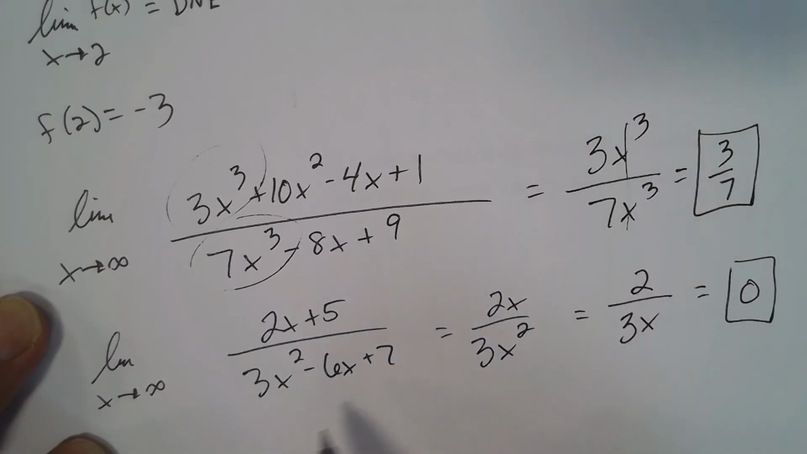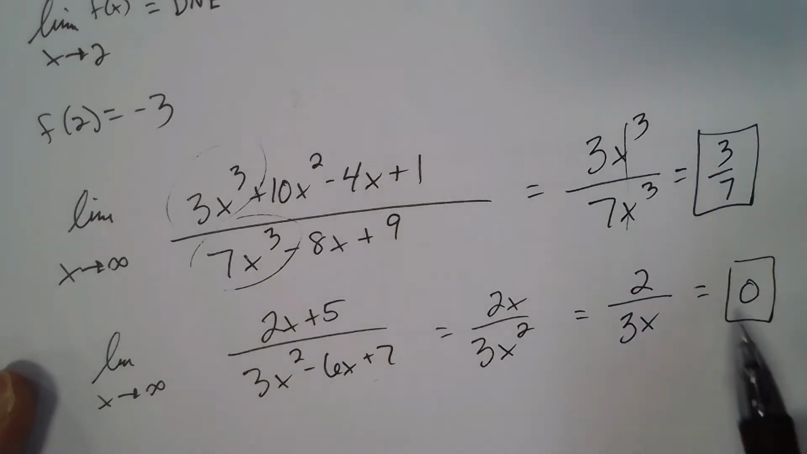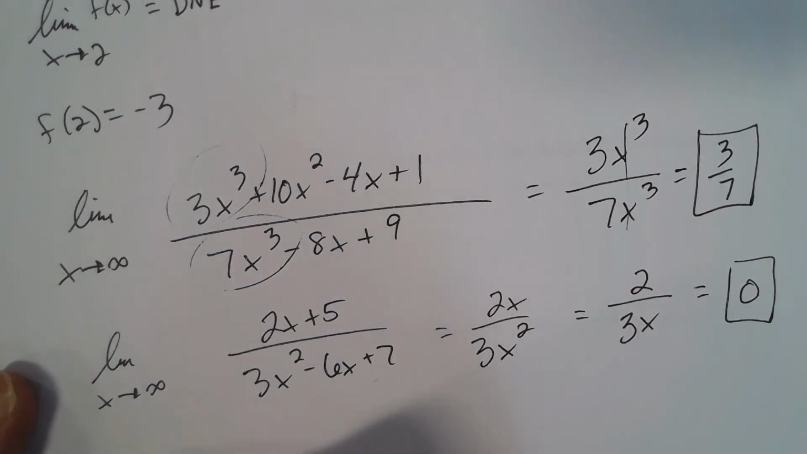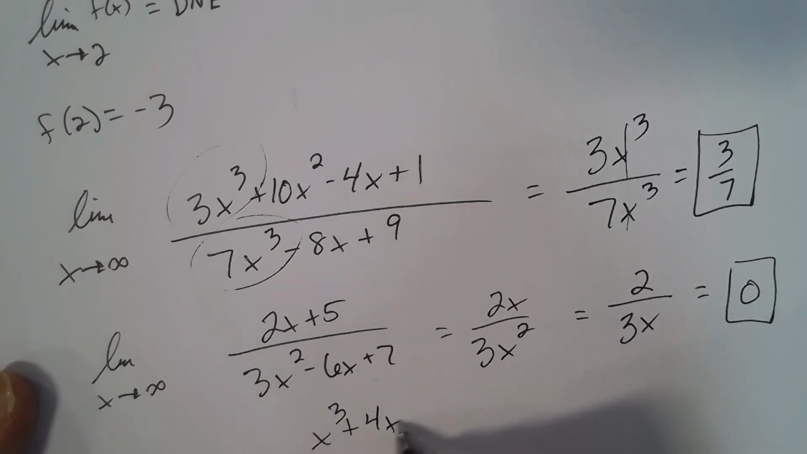Okay? Another way to think of that is if the larger degree term, or the one that increases the most or the fastest, is on the bottom, the result will always be 0. If there's a larger degree term on top, or it grows faster, then it'll be infinity.